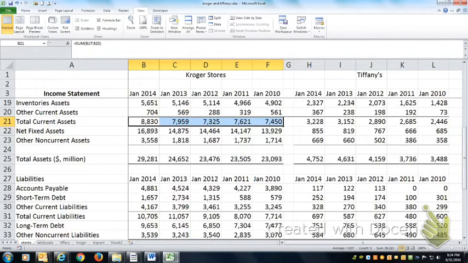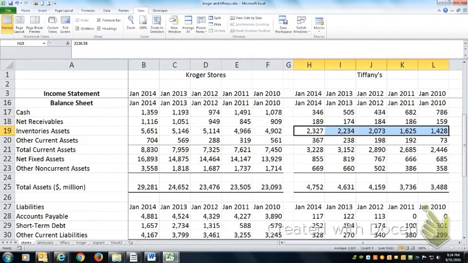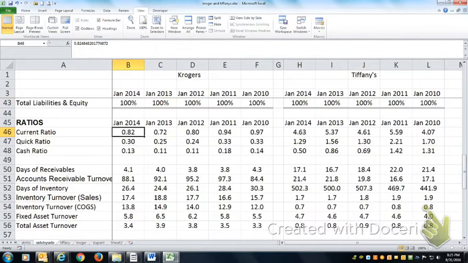Their current assets are fairly low relative to total assets, but remember what we've seen over here in Tiffany's. In Tiffany's, a big chunk of their total assets is inventory. In fact, they hold a lot of inventory, and they hold relatively low amounts of current liabilities. And that's why their current ratio would be so much higher than Kroger's.